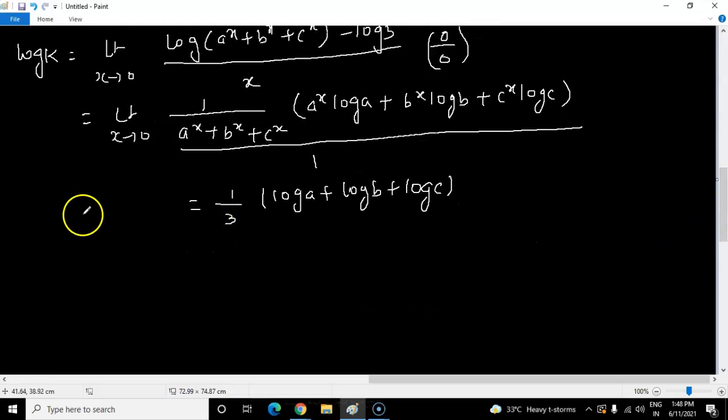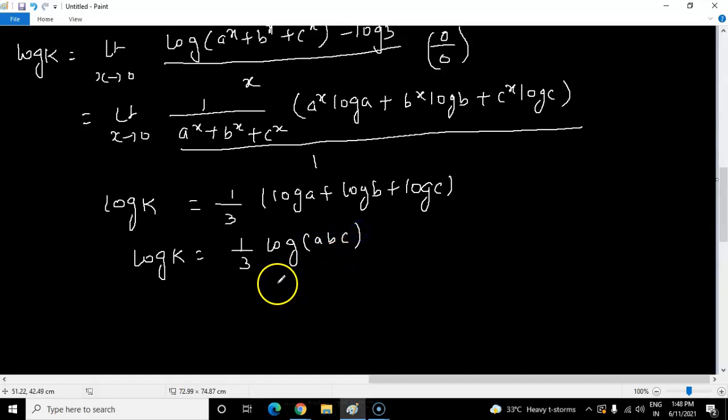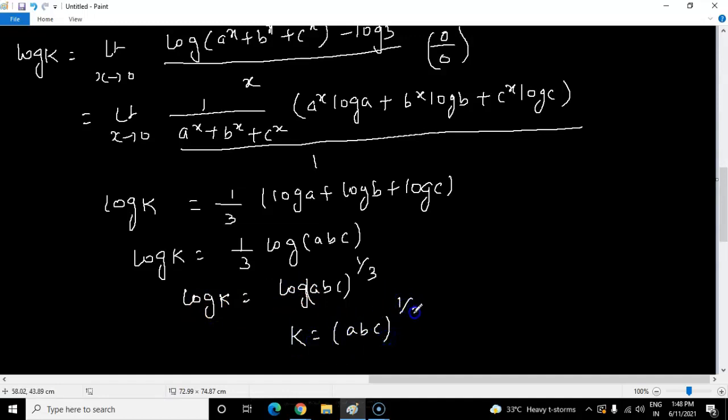That is equal to log of k. So log k is equal to 1 by 3 times log a plus log b plus log c, which I can write as log of abc. And that we can also write as log k equals log of (abc) to the power of 1 by 3, because log of a to the power m is m log a. So you can eliminate the log here, and k will be equal to (abc) to the power of 1 by 3. So this is the answer here.